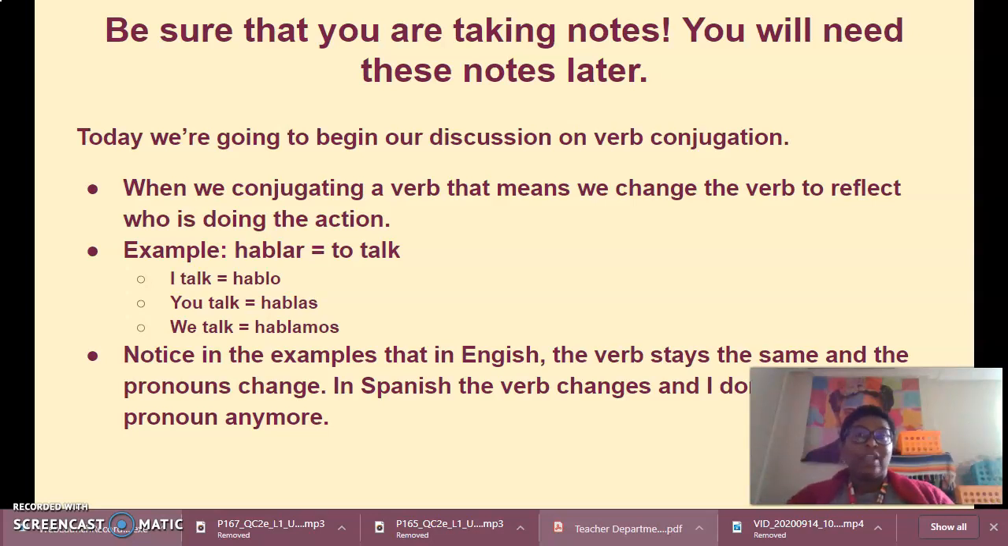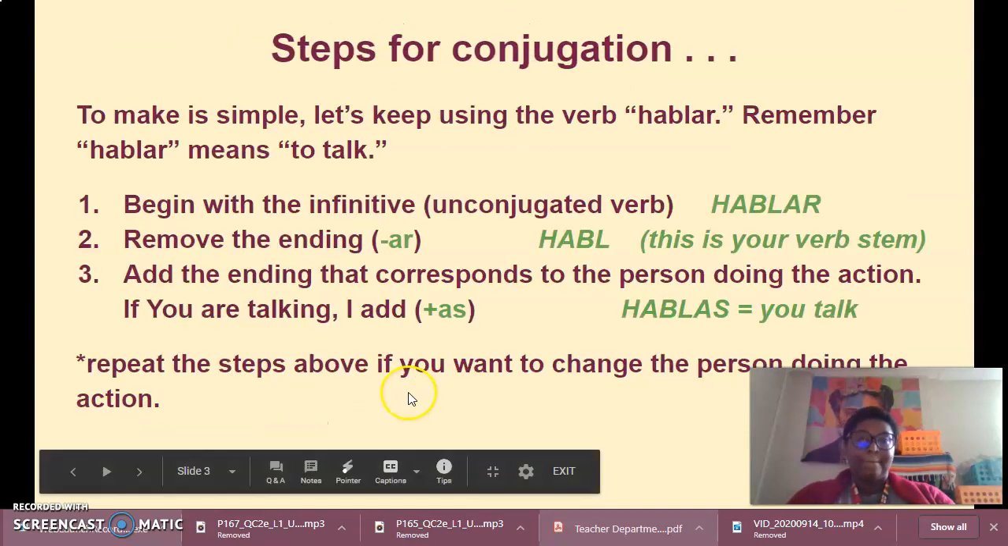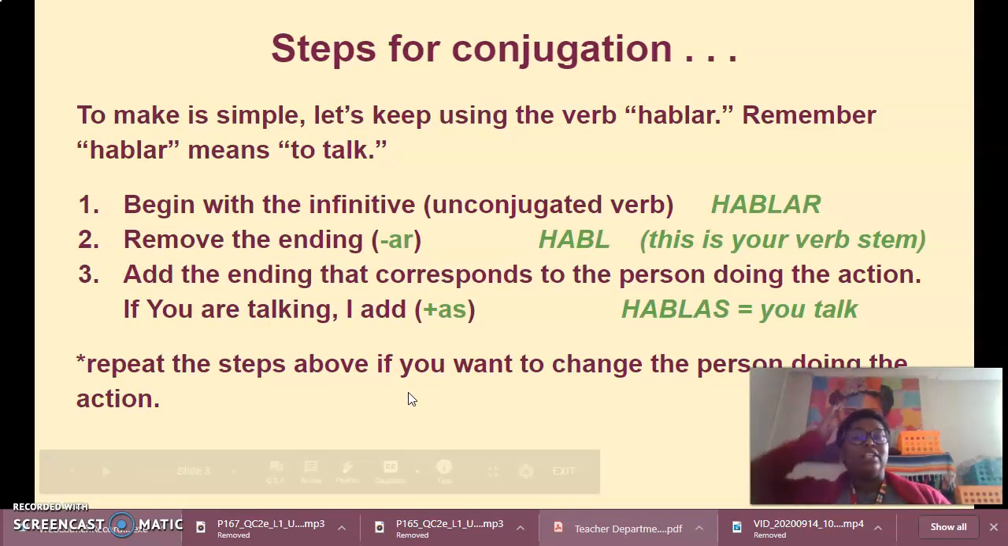Now, you may be like, okay, well, how do I make all these changes? The verb changes. How specifically does it change? Let's take a look at that. So these are your steps for conjugation. This is how I got to what you saw on the other screen. Don't forget, this is a recording, so pause it, rewind it if you need help, if I'm going too fast for you. So to keep this simple, we're going to still use the verb hablar, right? Remember, it means to talk.